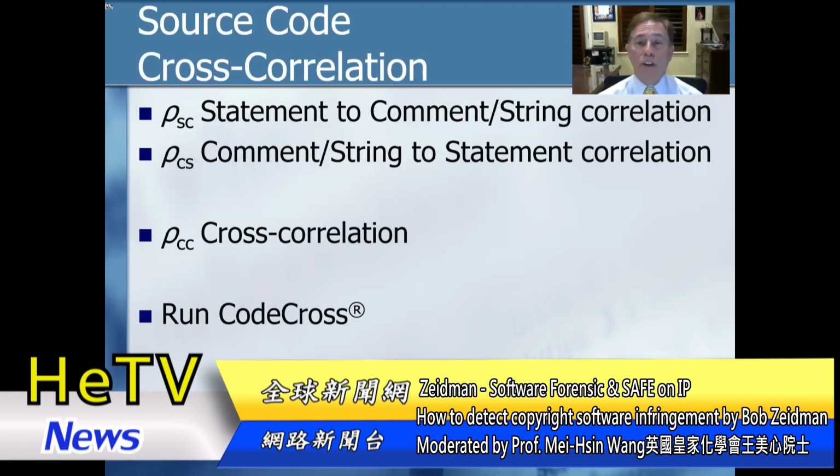For source code cross-correlation, we define two kinds of correlations. One is statement to comment or string correlation, and the other is comment or string to statement correlation. So we look at statements in one program and compare them to comments and strings in the other program, and then do the reverse. And then we combine them into an overall cross-correlation, and this is determined by the code cross function of CodeSuite.